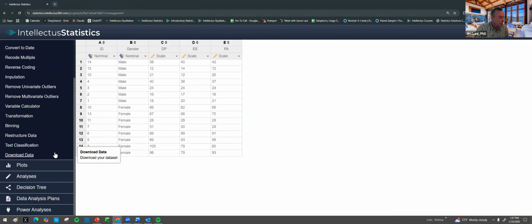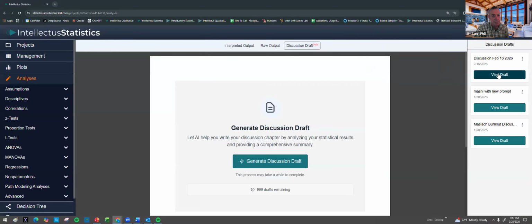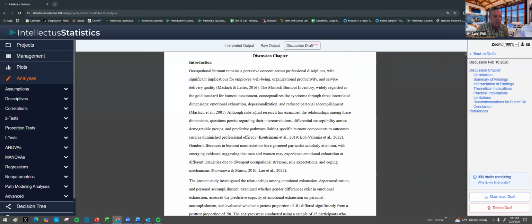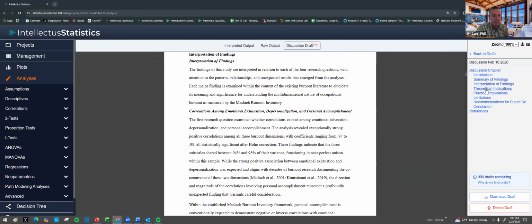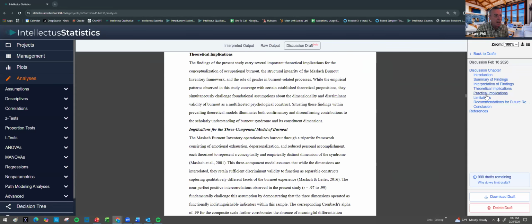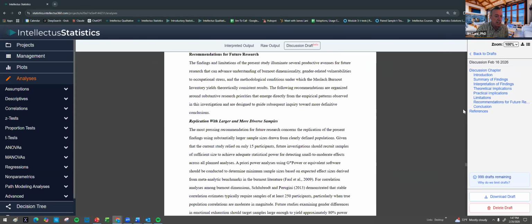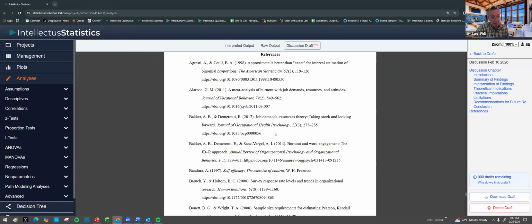This was on the Maslach burnout scale. And if you go to those analyses and go to discussion draft and view that draft, you can see the kind of output that you get with some intro, some summary of findings, some interpretation of the findings, theoretical and practical implications of your findings, limitations, recommendations, and conclusion. References all have to be vetted.